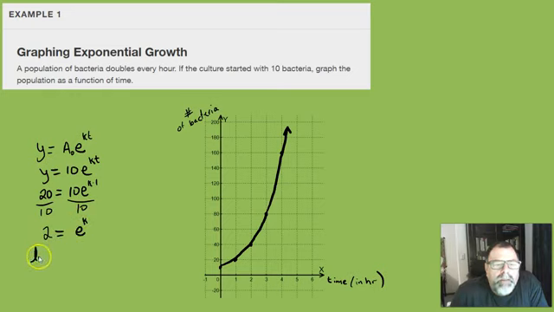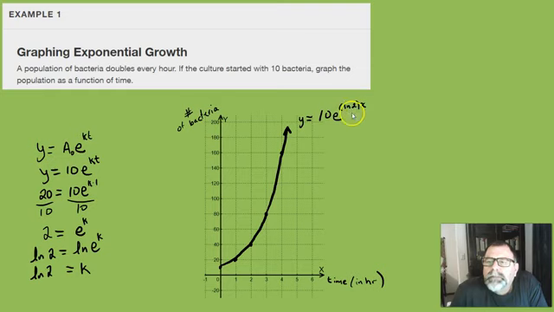Now we do ln of both sides. Remember, ln and e are inverses, so they cancel each other out. We get k all by itself, and that's ln of 2. So this equation is going to be y equals a sub 0 is 10, e to the ln of 2 times x.